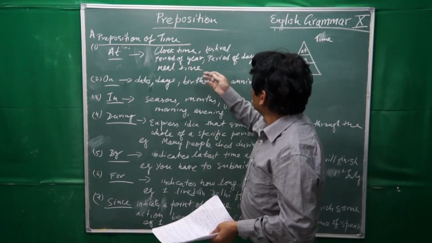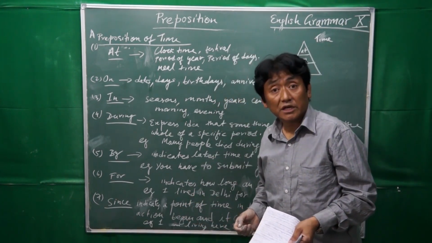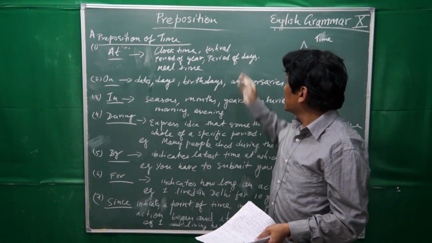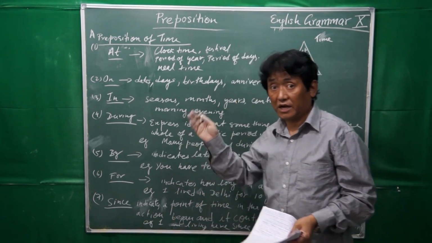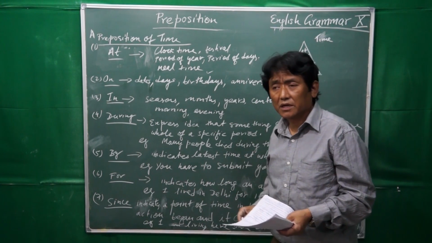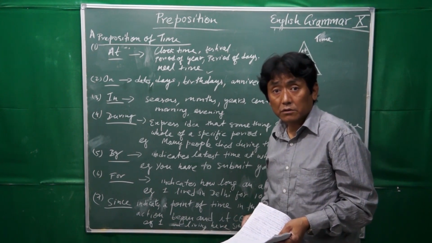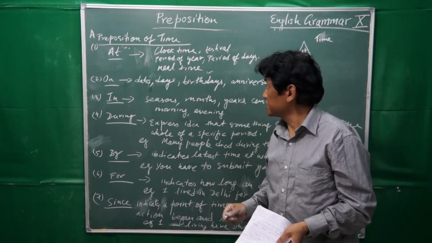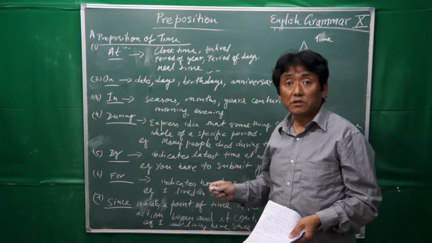And period of year: Tom got married at the age of 20. You can say that also. Okay? That is an example. And then period of days: I'll come home at noon. At noon. Noon is the time, right? Of a day. Period of a day. And then meal time: let's meet at lunch, or let's meet at dinner. We can use at in front of dinner, lunch, and breakfast. Okay, this is meal time. So this is how you can use at as preposition of time.